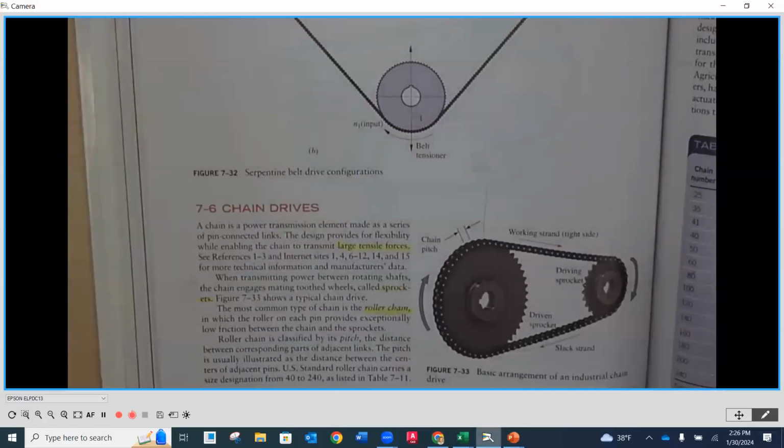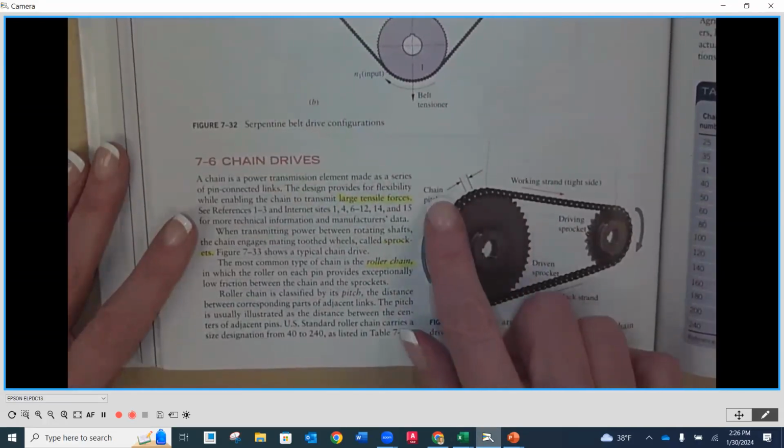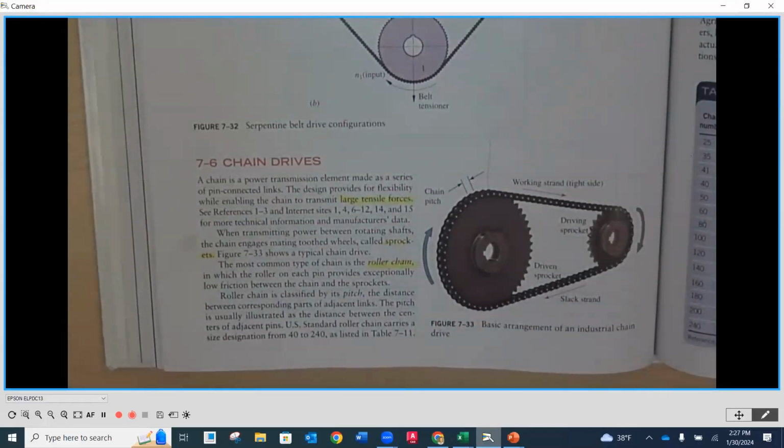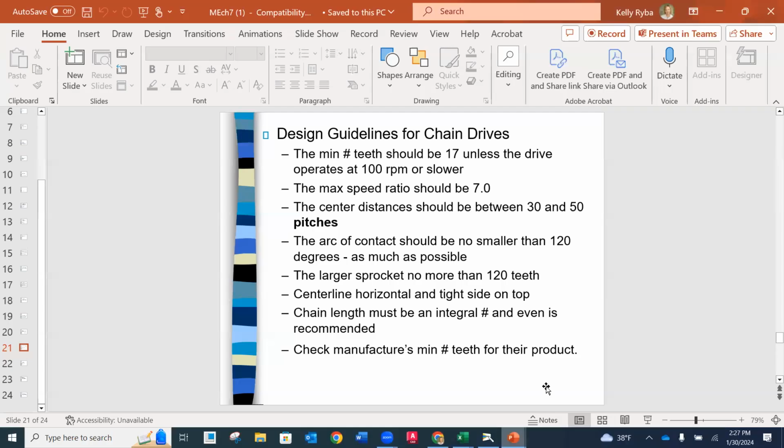So if I go back underneath here, that angle is how much the angle of wrap of that chain is, and we don't want that to go underneath 120 degrees. Larger sprocket, no more than 120 teeth. The center line horizontal is ideal. It doesn't have to be horizontal, but it is ideal.